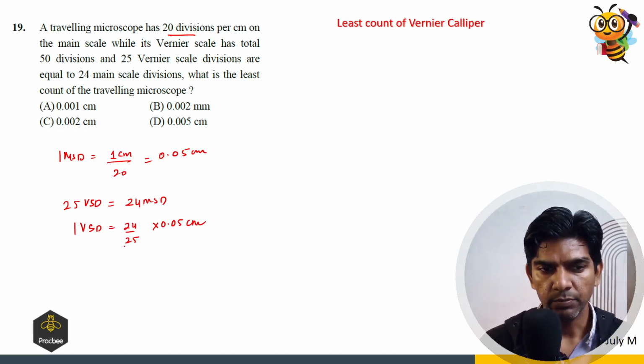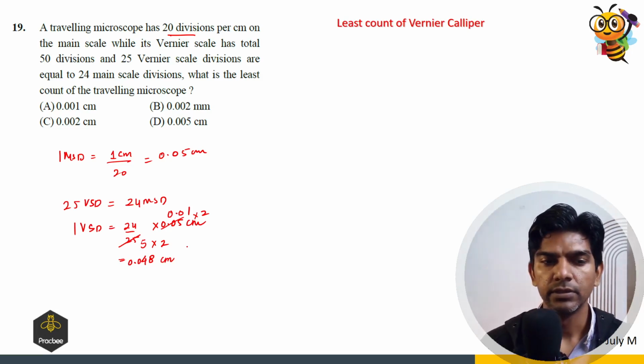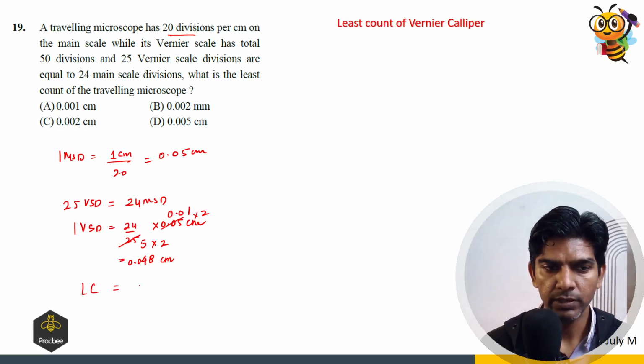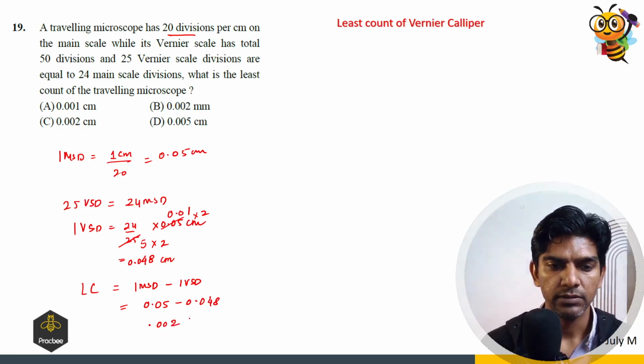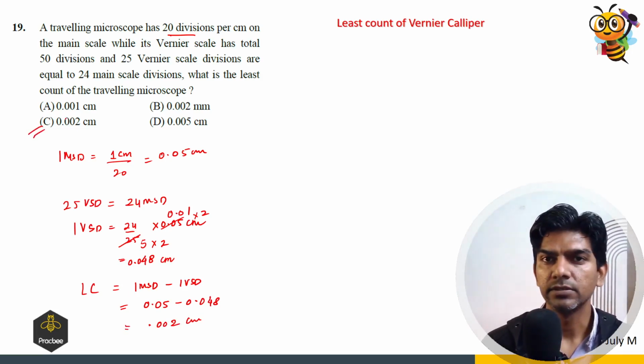So if I simplify this, this will give us 0.01, and that will be 5. So if I multiply this with 2, this with 2, it comes out to be 0.048, and that will be in centimeters. So we got Vernier scale division, we know what is main scale division, and we have to find the least count. So least count will be 1 main scale division minus 1 Vernier scale division. So 0.05 minus 0.048, which is 0.002 centimeter. So option C is the right answer.